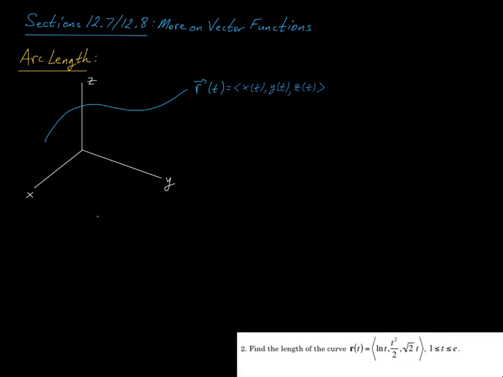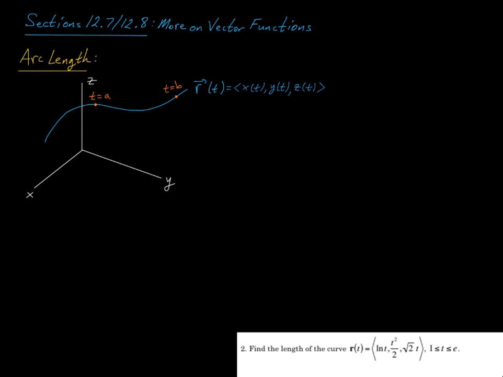Okay, in this video we're going to look at how we can compute arc length for a path described by a vector function, and then we're going to apply our result to problem number 2 on the worksheet. Alright, so let's say we have this blue path described by the vector function r of t, which in component form is given as x of t, comma y of t, comma z of t.